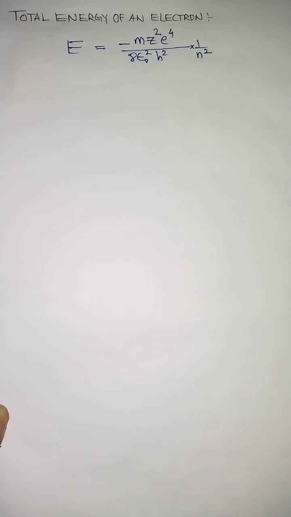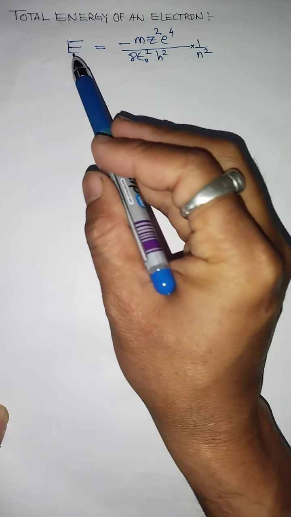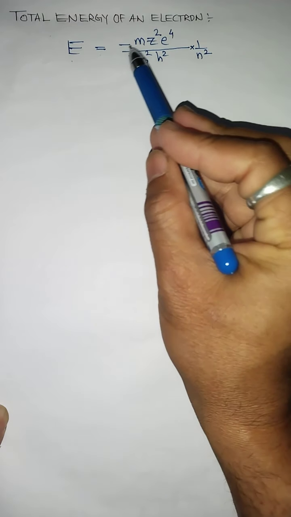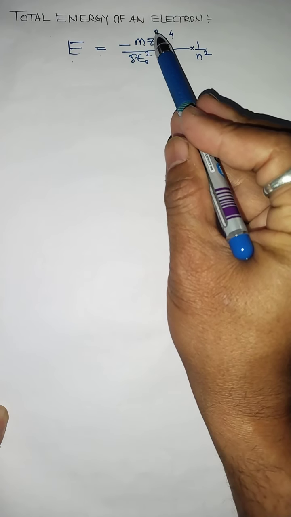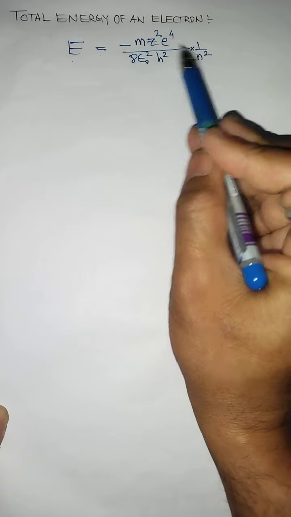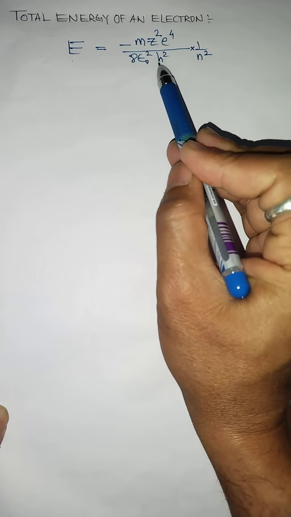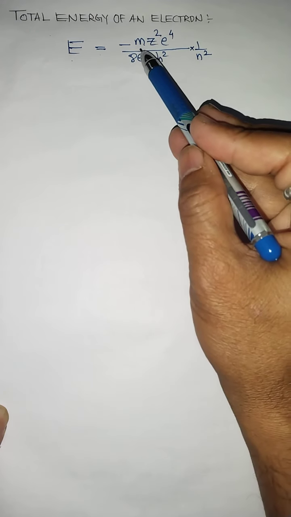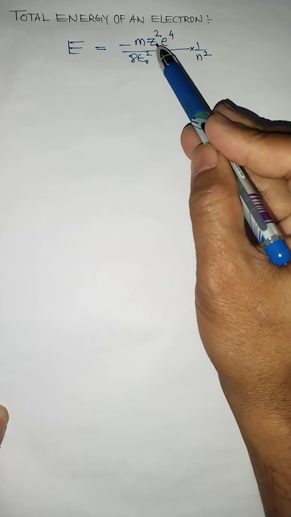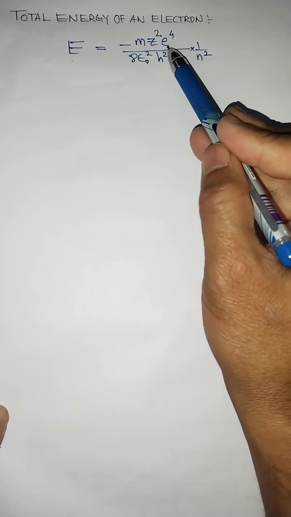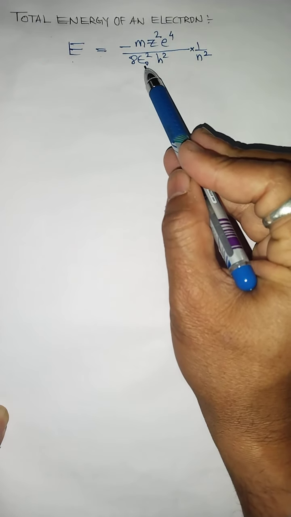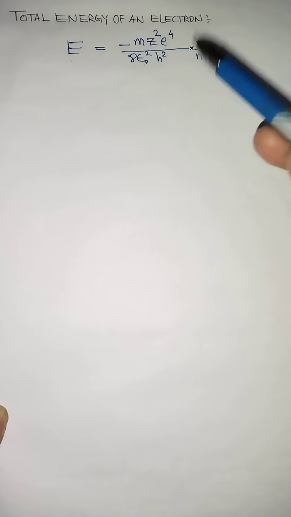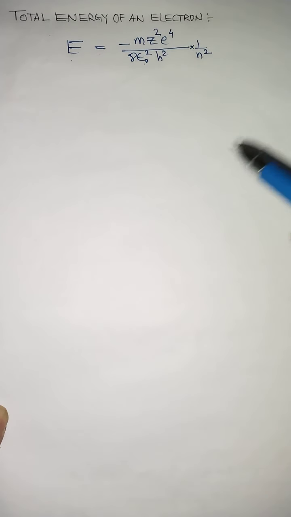Now the expression that we had derived in the last class was E, the total energy of an electron, is equal to minus m z square e to the power 4 divided by 8 epsilon naught square h square n square. In the expression, m is the mass of the electron, z is the atomic number of the atom, e is the charge of electron, epsilon naught is the permittivity of free space, h is Planck's constant, and n is the number of the orbit in which the electron revolves.